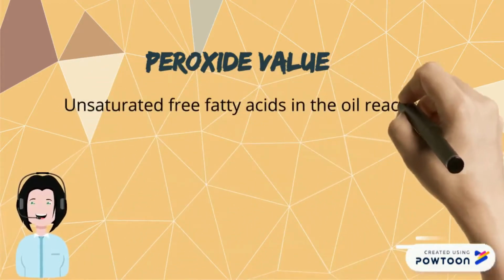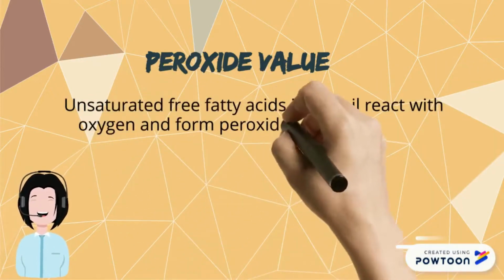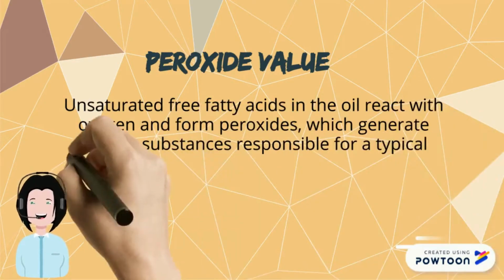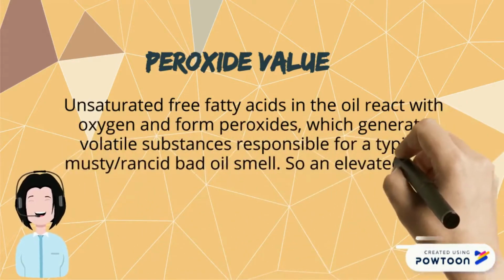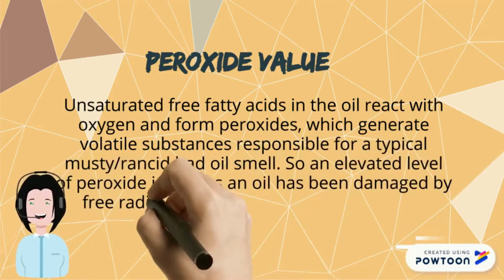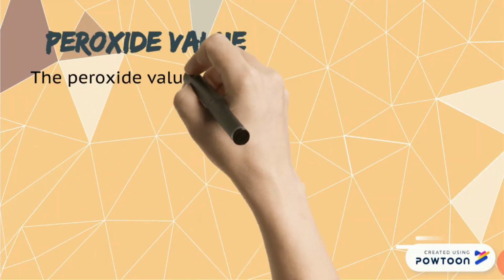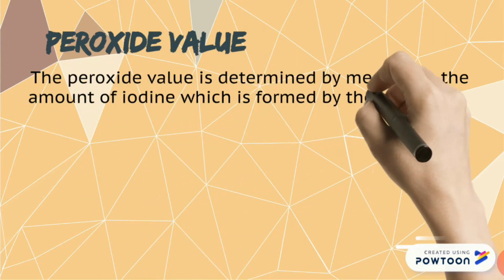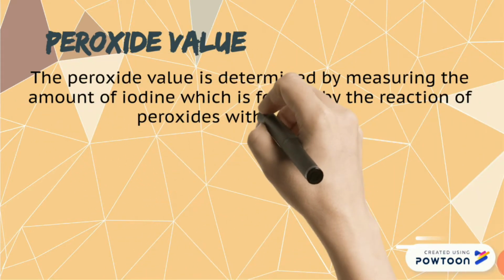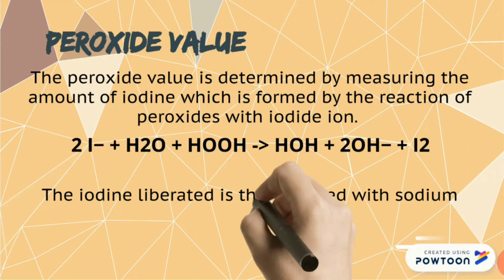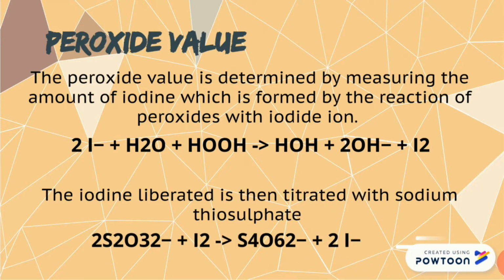Unsaturated free fatty acids in the oil react with oxygen and form peroxides, which generate volatile substances responsible for a typical musty or rancid bad oil smell. So an elevated level of peroxide indicates an oil has been damaged by free radicals and is beginning to go rancid. The peroxide value is determined by measuring the amount of iodine which is formed by the reaction of peroxide with iodide ion. The iodine liberated is then titrated with sodium thiosulfate solution.